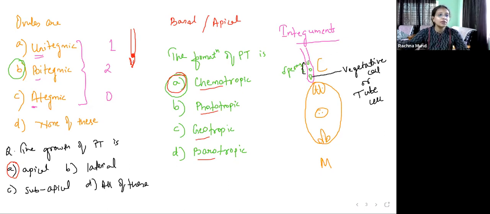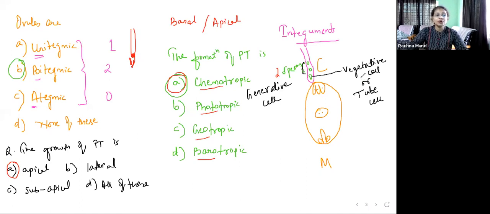Now behind this vegetative cell are the two sperms, and what are the specific names of these two sperms? The other names of the sperm in case of angiosperms are called as generative cell. The pollen grain consists of two cells, generative cell and vegetative cell.